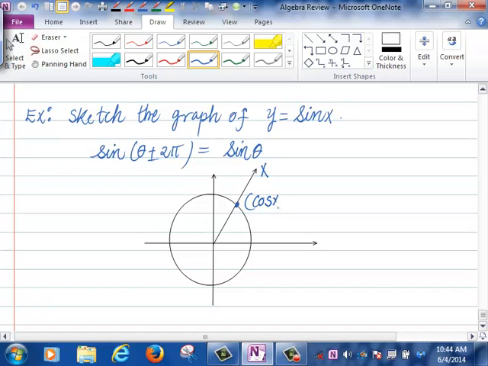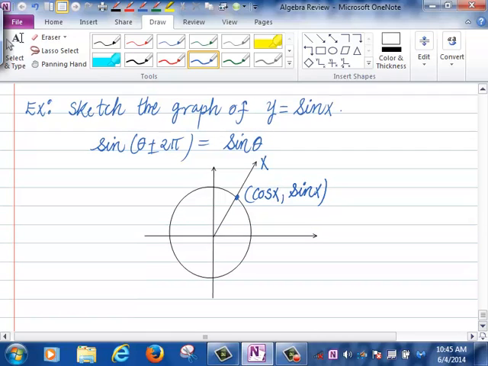The first coordinate of this point is cosine x. The second coordinate is what? Sine x. So because sine x represents the second coordinate of the point on the unit circle, the value of sine x is always between -1 and 1. Okay.